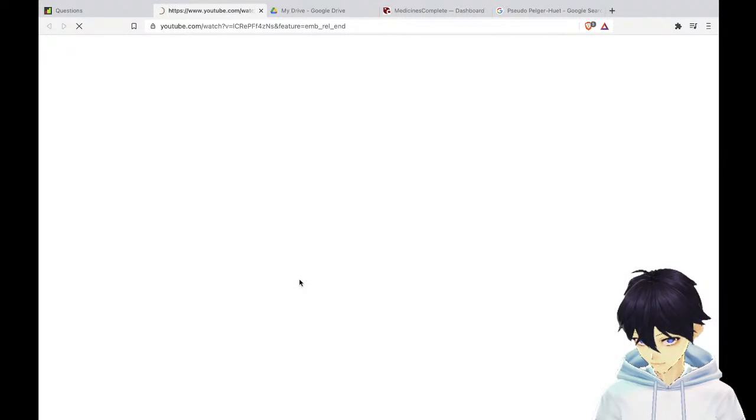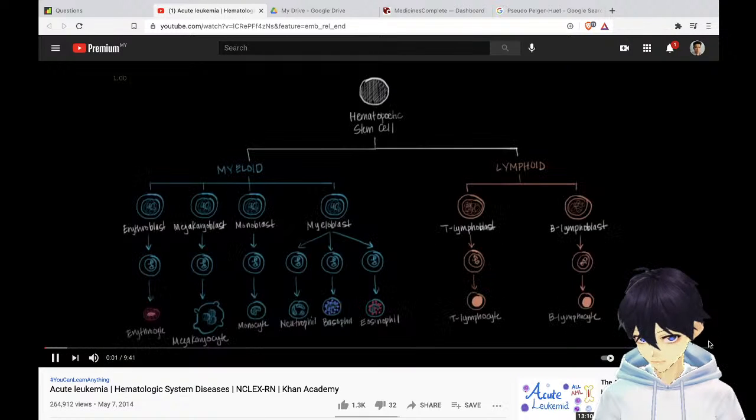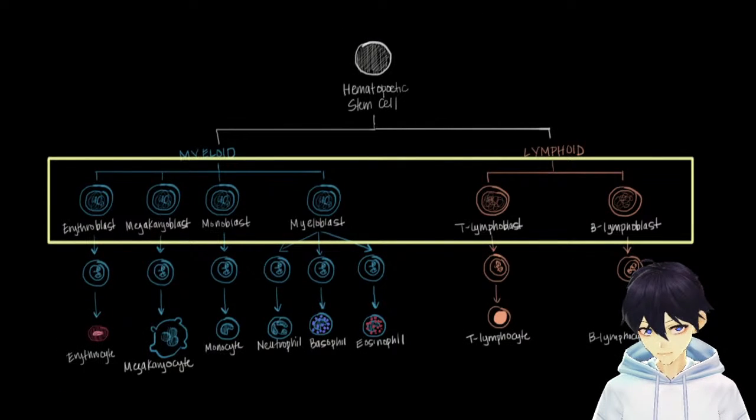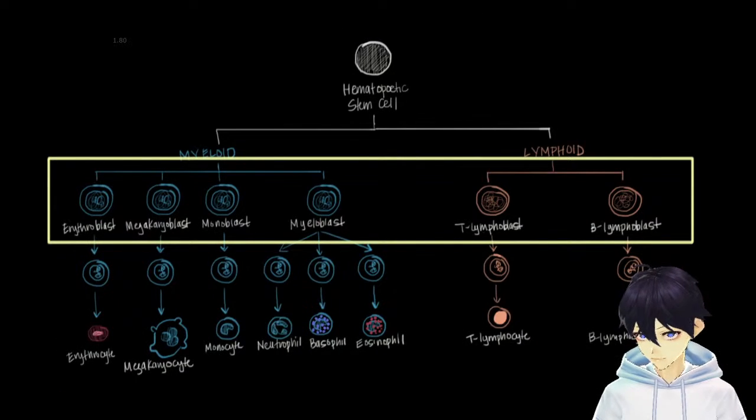Acute leukemia. So now we can talk about the different types of acute leukemias. And remember that acute leukemias come from these cells, so the most immature types of blood cells that you can possibly have.